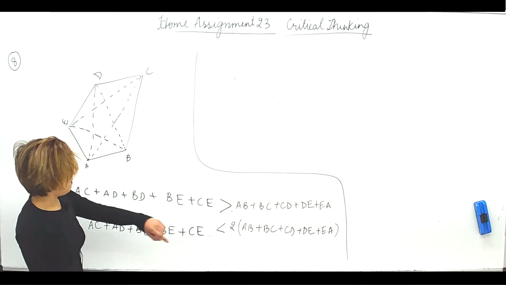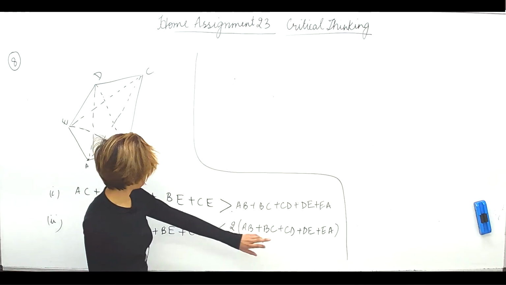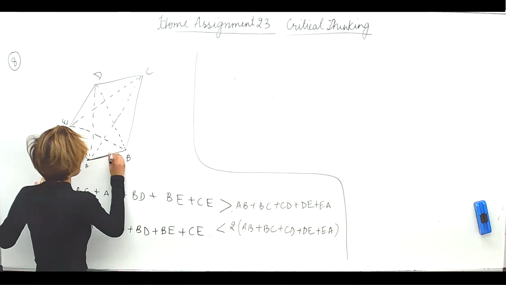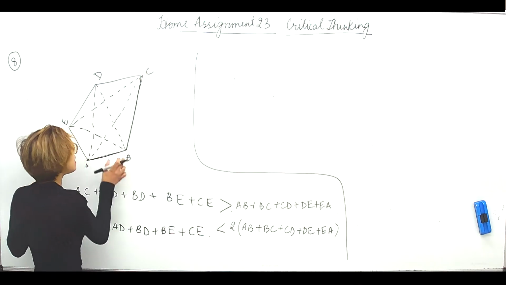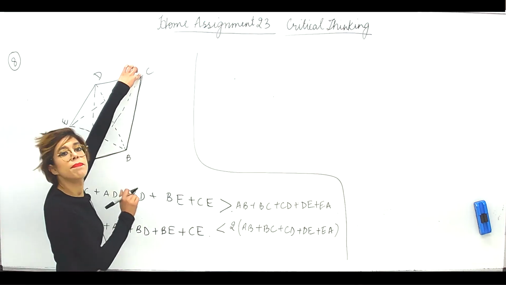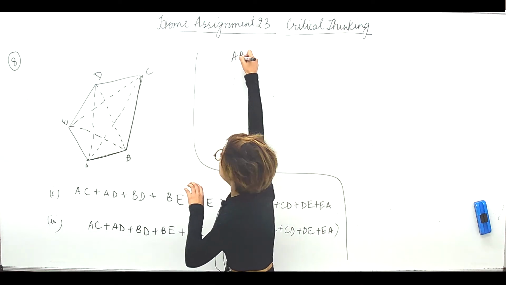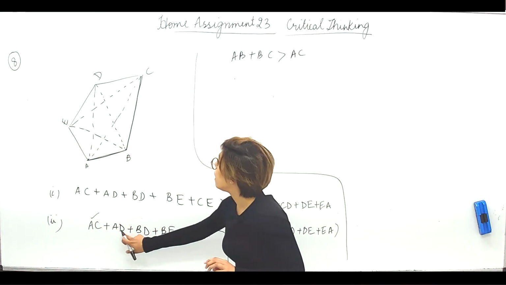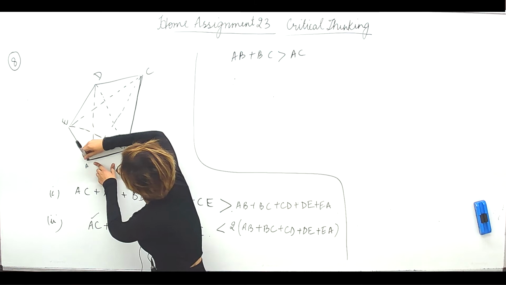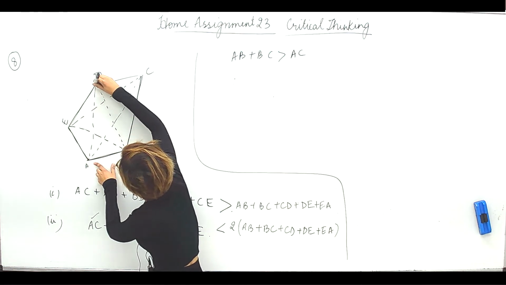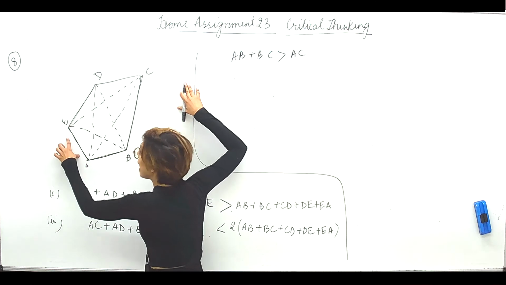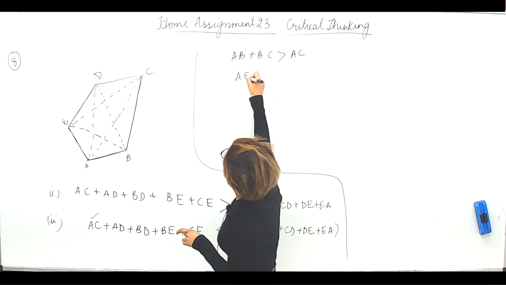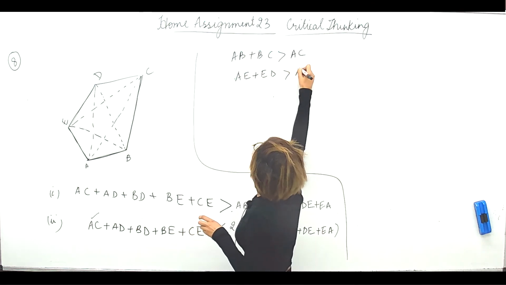Now I have to get there. If you look carefully, AB and BC are related to AC. Triangle inequality. Consider this triangle ABC. Can I say that AB plus BC is greater than AC? Of course, yes. So AC is done. Now AD is here. Consider this triangle AED. Can I say that AE plus ED is greater than AD? AE plus ED is greater than AD.